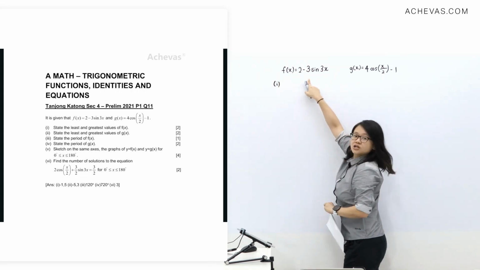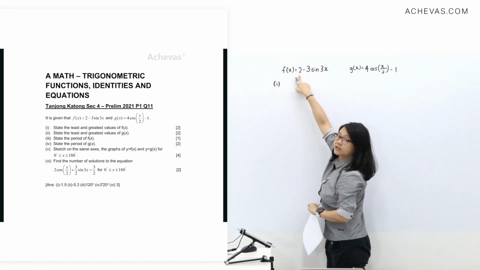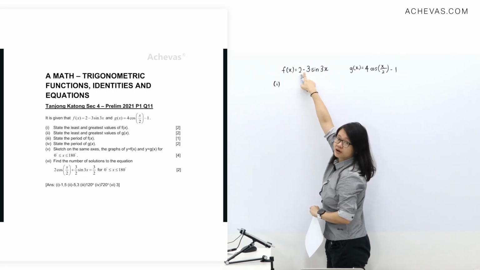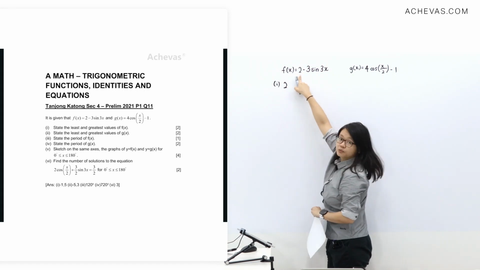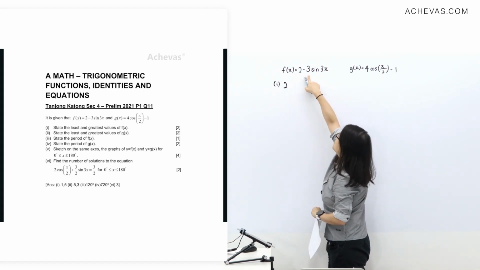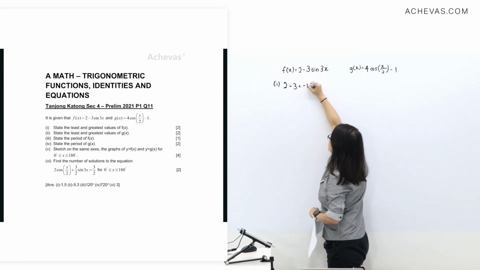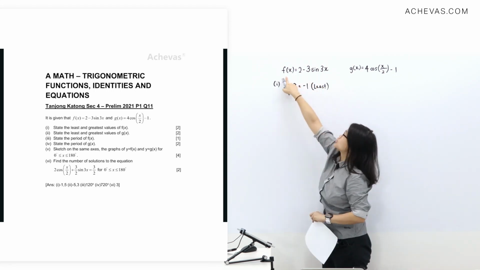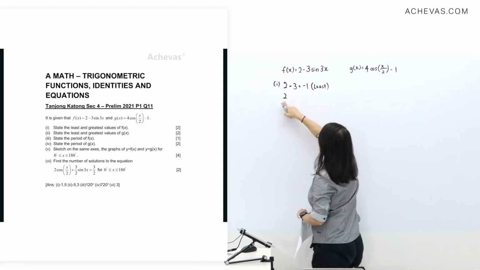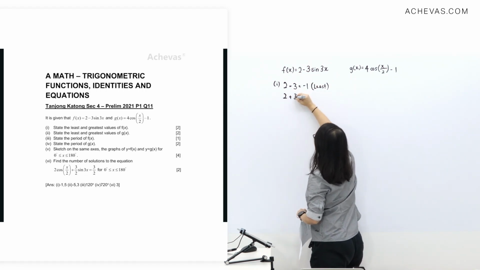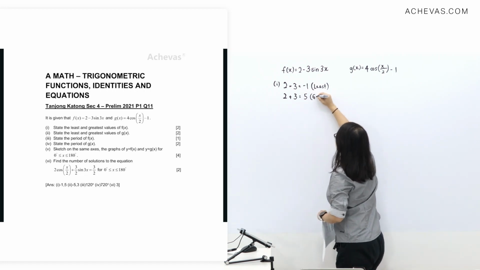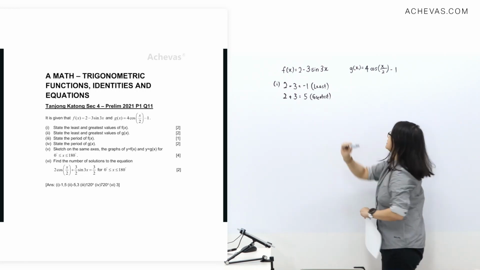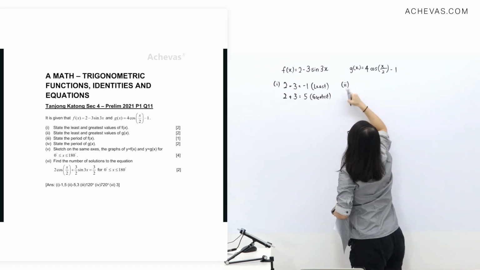Question 1, we're going to take a look at the independent number, the standalone number here, which is 2. To get the least value, we're going to minus here now. This minus will give you the shape of the trigo graph. So we're going to take this 2, which is the middle of the graph, minus away the number here, which is minus 3, and we get negative 1. This is the least value for function f(x). Then we add this number here, 3, and we get 5. This is the greatest value for the f(x) function.